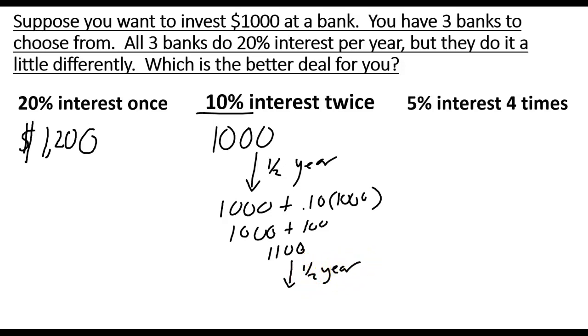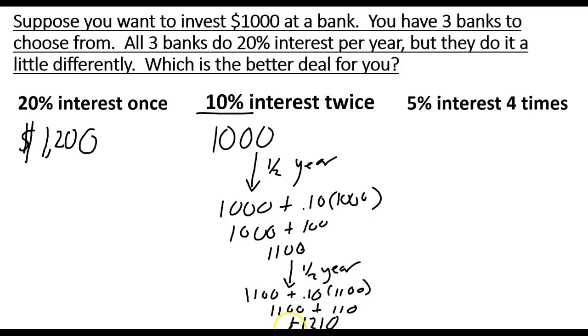And after that half year, you've still got your 1,100, but they're going to give you another 10%. But do you guys notice something different this time? Instead of taking 10% of 1,000, they're now taking 10% of 1,100. Okay, and that happens to be $110.